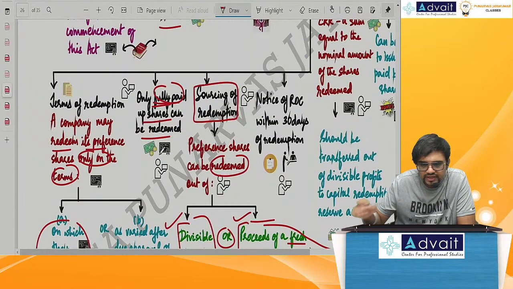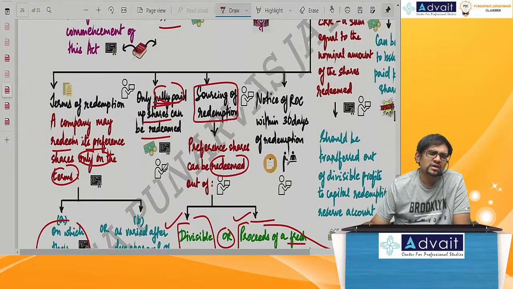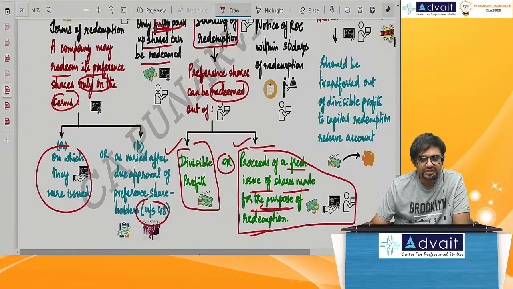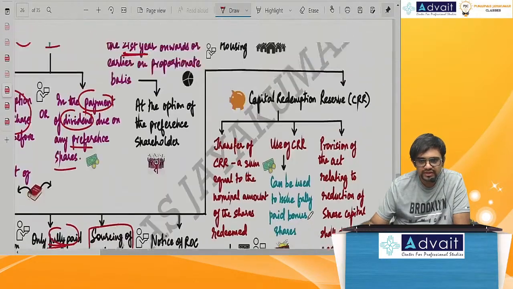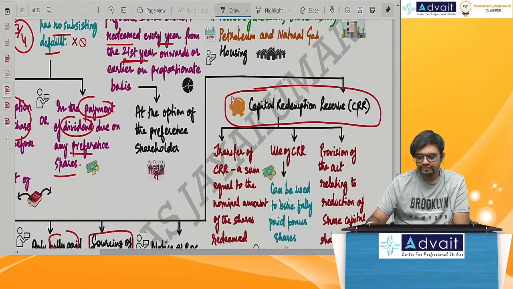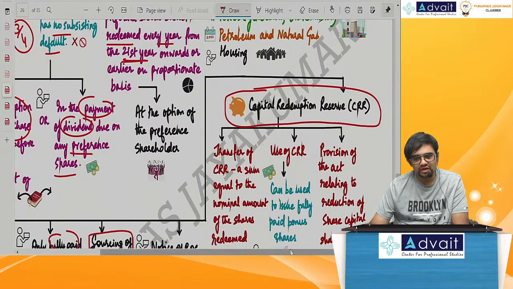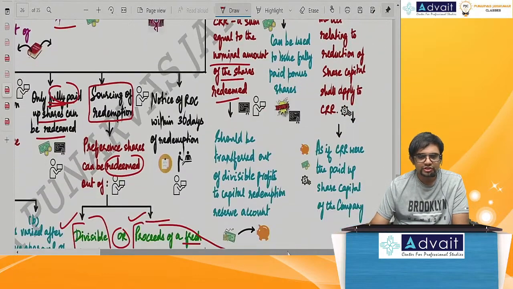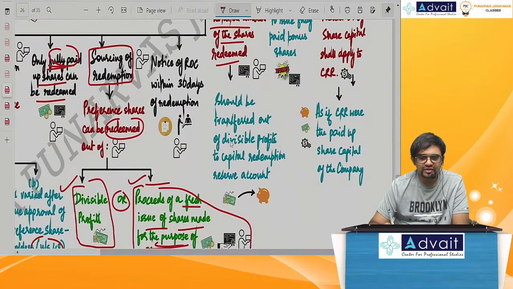Notice will be given within 30 days of redemption. The moment you redeem, within 30 days you have to give the notice. If you touch the divisible profits, then I should also create an account called Capital Redemption Reserve Account. So a sum equal to the nominal amount of the shares redeemed should be transferred out of divisible profits to the Capital Redemption Reserve Account.